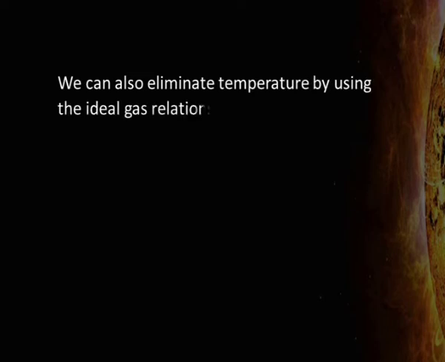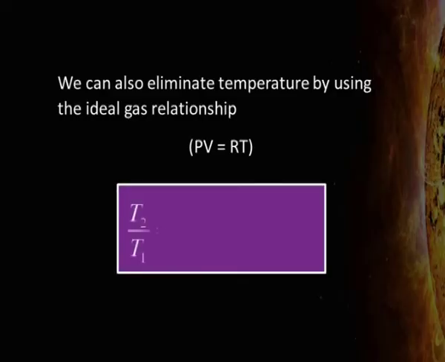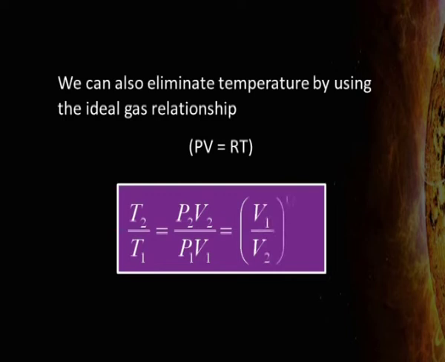by using the ideal gas relationship PV is equal to RT. Hence, putting the value of temperature, we will get T2 upon T1 equal to P2 V2 upon P1 V1. Hence, T2 upon T1 will be equal to V1 upon V2 whole to the power gamma minus 1. This is denoted by equation number 6.